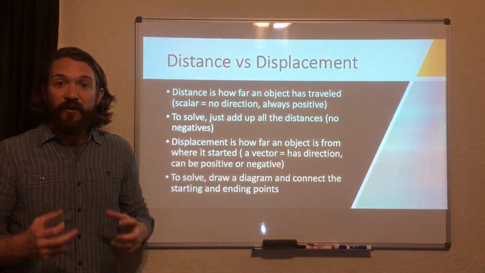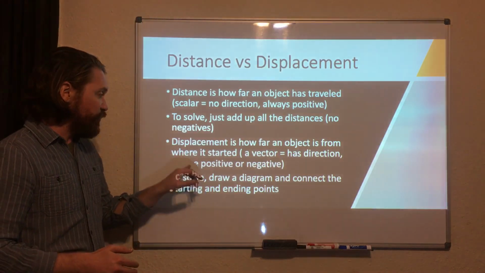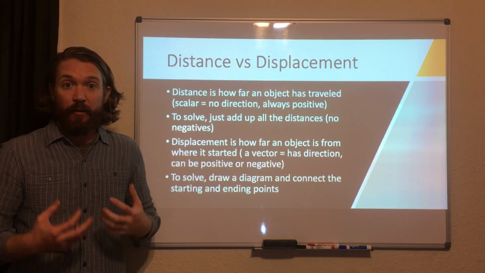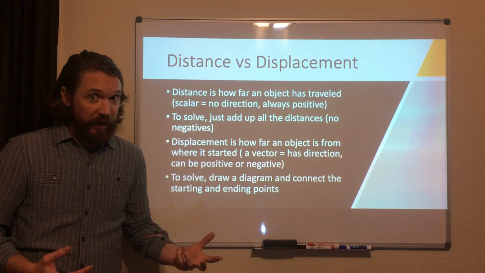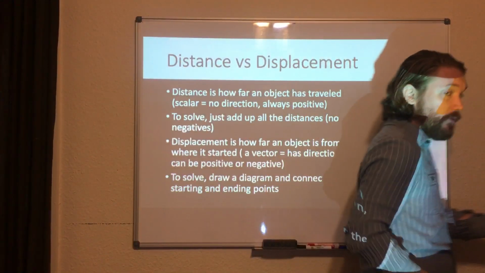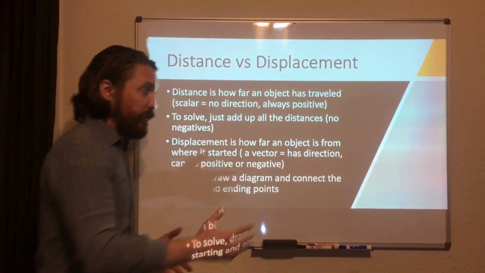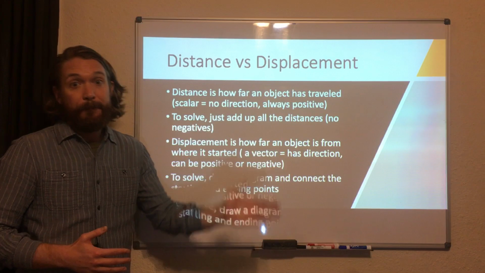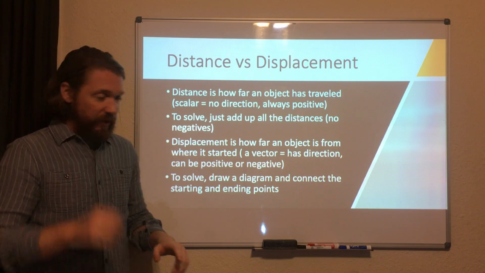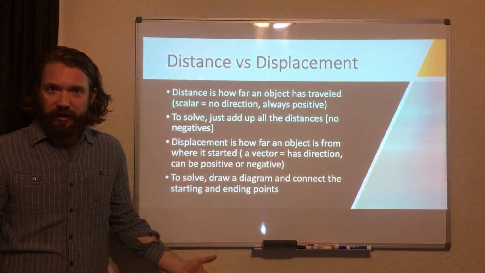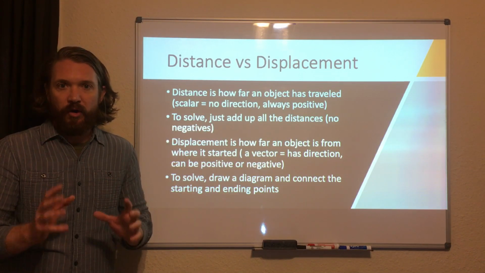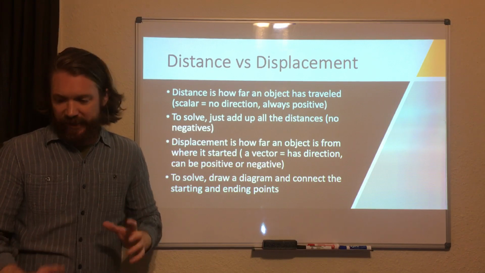Displacement is how far an object is from where it started. It is what is called a vector because it has direction. Now we care about which way you're going, and now one way is positive and the other is negative. So now if I walk 5 feet forward and 5 feet backwards, okay, forward is positive, backwards is negative. So now I have 5 minus 5, which is 0, because look, I'm right back where I started. Okay, my displacement is 0. To solve this, always draw a diagram. All right, always draw a diagram.